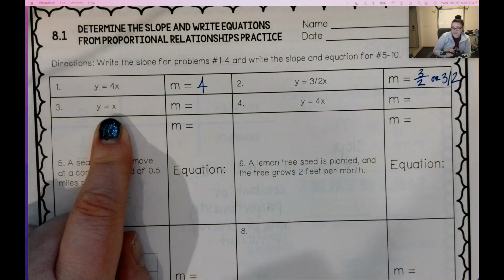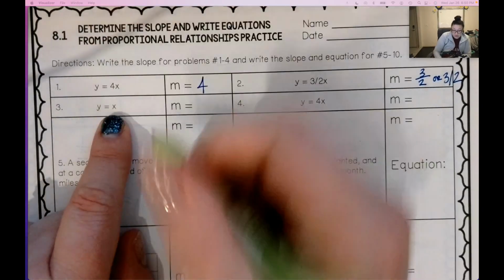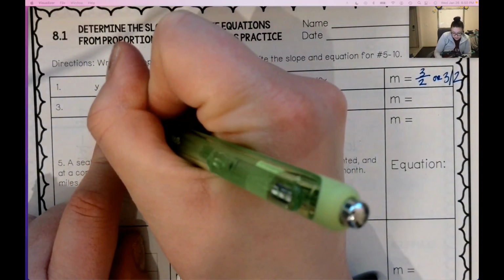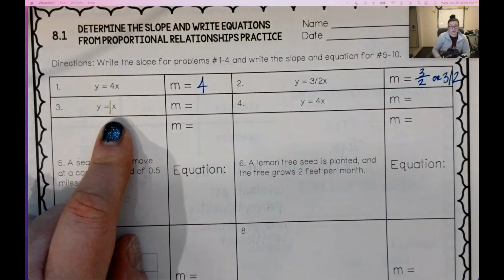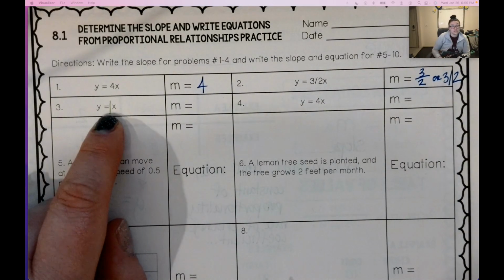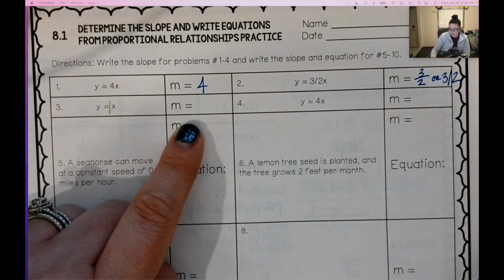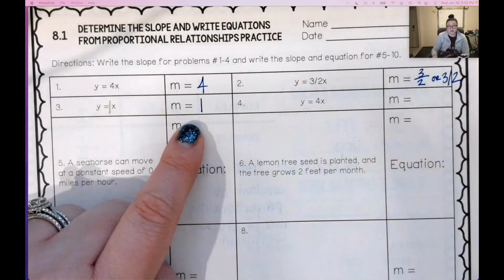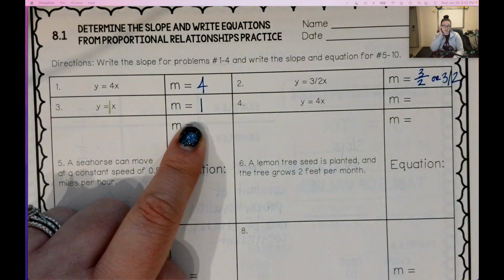We talked about this before with inequalities and equations. If there's no number in front of x, there's an invisible 1 that we just don't want to write there. So if you don't see a number in front of the x, that means your slope is just 1.